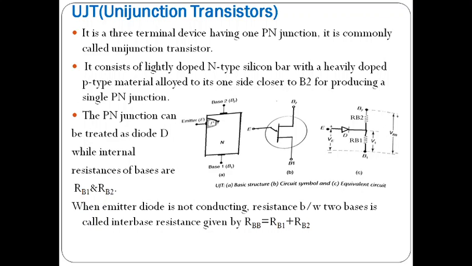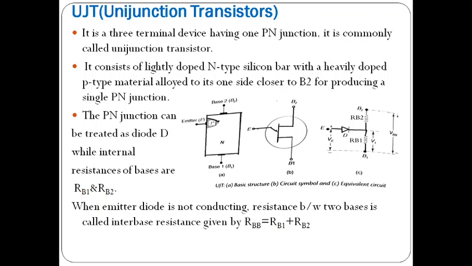Coming to the construction, you can observe in figure A, it consists of a lightly doped n-type silicon bar, and a heavily doped p-type semiconductor is implanted in the n-type bar. Due to that, it forms the one PN junction. From the lightly doped n-type silicon bar, we have taken the two terminals, base 1 and base 2, named as B1 and B2, and one more terminal, the emitter terminal, which is taken from the heavily doped p-type material.